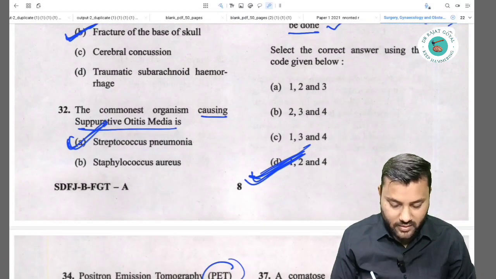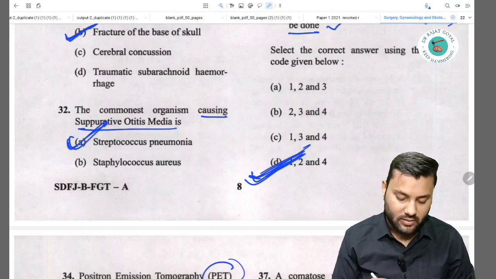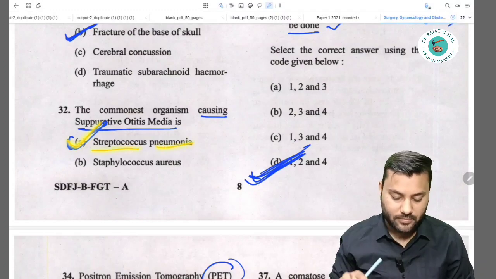The commonest organism causing suppurative otitis media is, this is a direct question, Streptococcus pneumoniae.